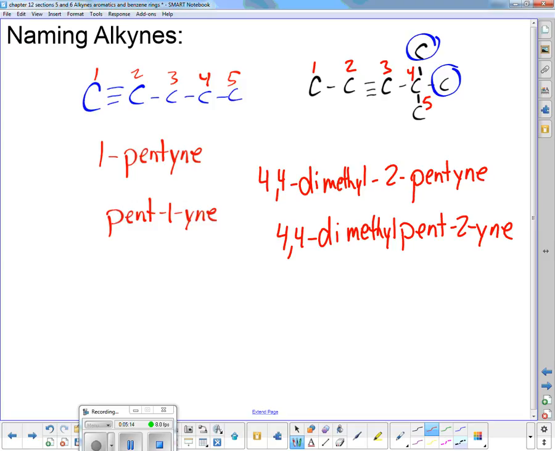Okay, so basically the same kind of thing, double or triple bond, it just means the ending changes, and I've got to say where they're at. If I have a double and a triple bond in the same molecule, then I'll be naming it like this, and it's alphabetical, so I would put the ene first with where it's at, and the yne last and where it's at. Okay?